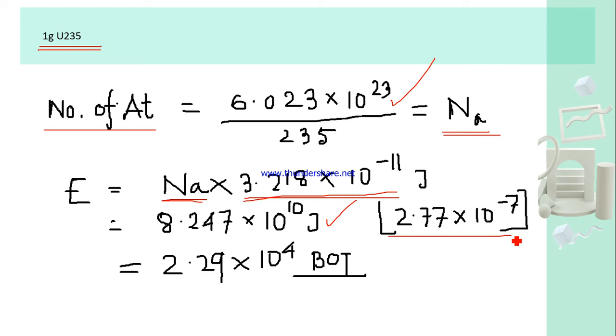Now joule to kilowatt hour, if you convert, you have to multiply with this factor. So it is 2.29 into 10 to the power 4 unit, Board of Trade unit or kilowatt hour or unit. This much of energy can be produced from 1 gram of uranium or the fissile atom. It's a huge energy. Let us do the further comparison.